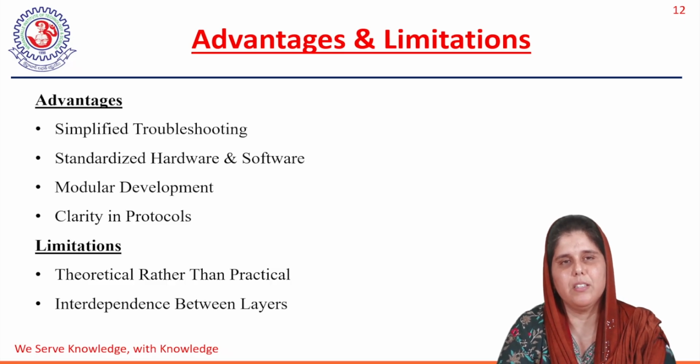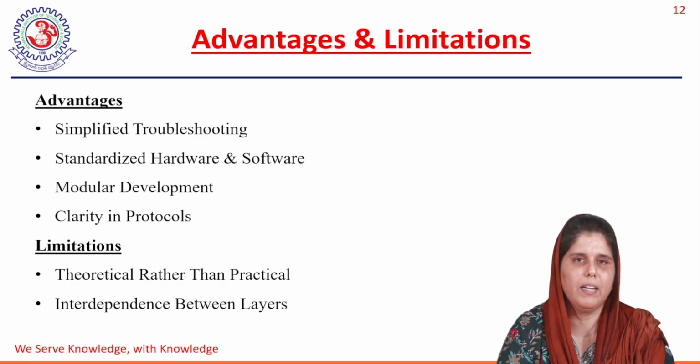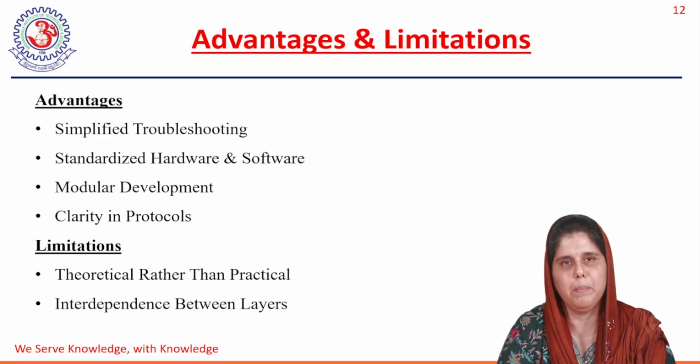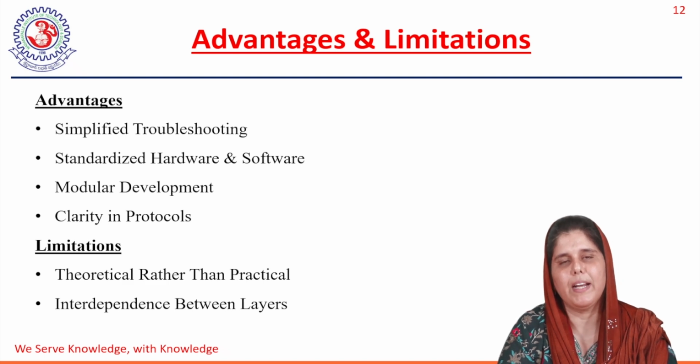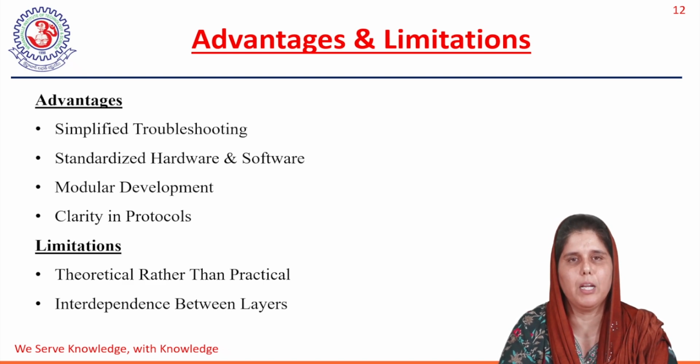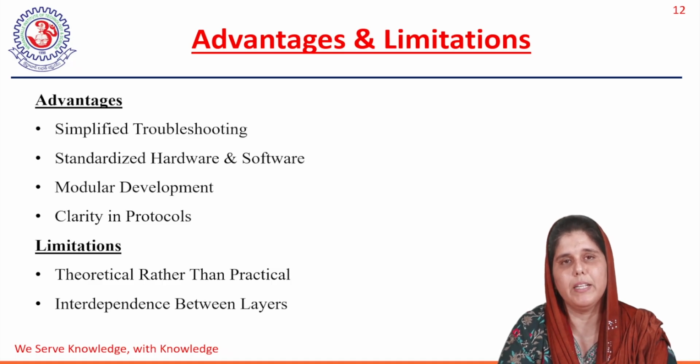The next limitation is that it is a theoretical model rather than a practical one. This 7 layer model is referred to as a theoretical model only. We have one more model in this same network subject, that is the practical model, the TCP/IP reference model. In that model we have only 4 layers: data link layer, network layer, transport layer, and finally application layer. Only these 4 layers are available in the TCP/IP reference model. Now it is used in practice, and this OSI model is used for theoretical reference only.